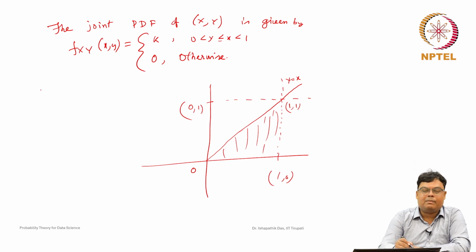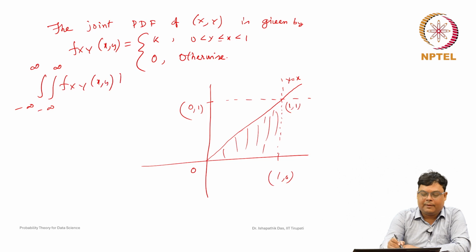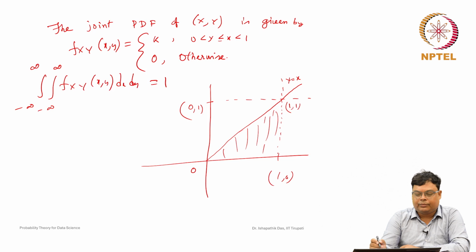By the properties of the density function, the integration from minus infinity to plus infinity, and minus infinity to plus infinity, of f(x,y) dx dy should be equal to 1. Now this function is non-zero only if y is less than or equal to x, which is less than 1. So y can go from a minimum of 0.